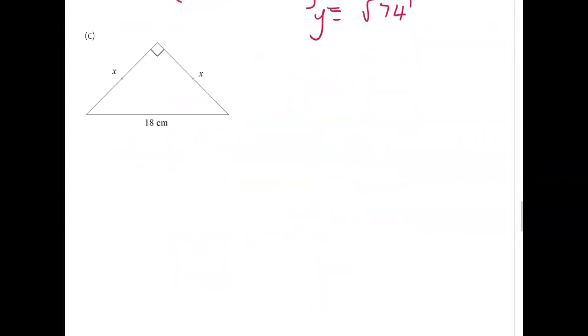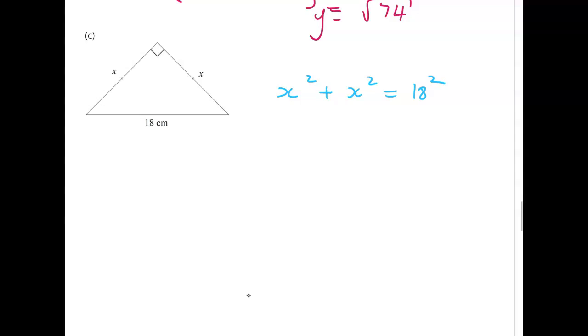All right, C is a bit different. How do people go with that one? So this time it's x that we need to determine, but we've got two of them. Both of those sides are the same. What type of triangle have we got here? It's a right angle triangle. It's not equilateral. We can't have an equilateral triangle. Isosceles, yeah. So you've got two side lengths the same.